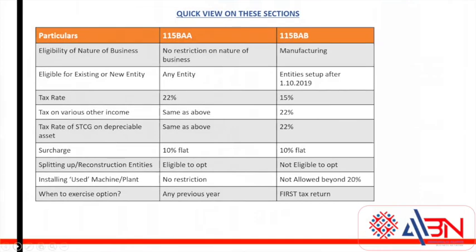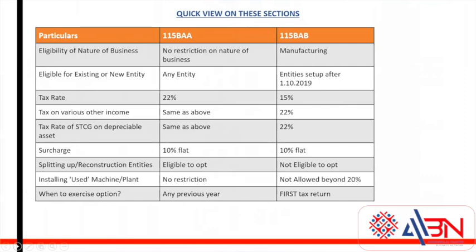Just to sum up these two sections: in the first section, there is no restriction on the nature of business, but in the second section, you have to be a manufacturing entity for sure. In the first section, any already existing company can opt for it. In the second section, the entity should be set up after 1st October 2019. In the first section, the tax rate is 22%. In the second section, the tax rate is only 15%.